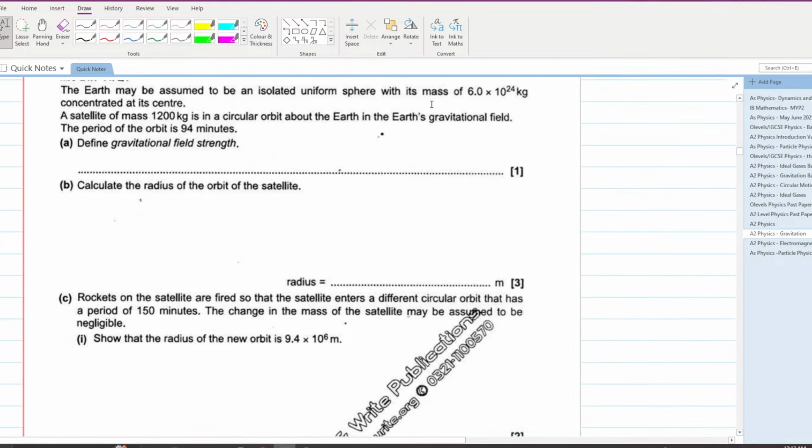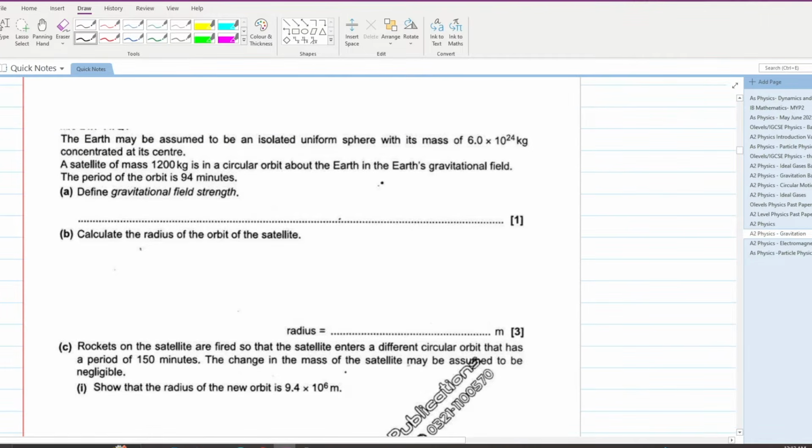question. The earth may be assumed to be an isolated uniform sphere with a mass of this. Okay, the earth's mass has come. A satellite of mass this. We have the satellite's mass as well. The period is this. Okay, we have the time period as well. Okay. Define gravitational field strength. What is gravitational field strength? Gravitational field strength is basically force per unit mass.